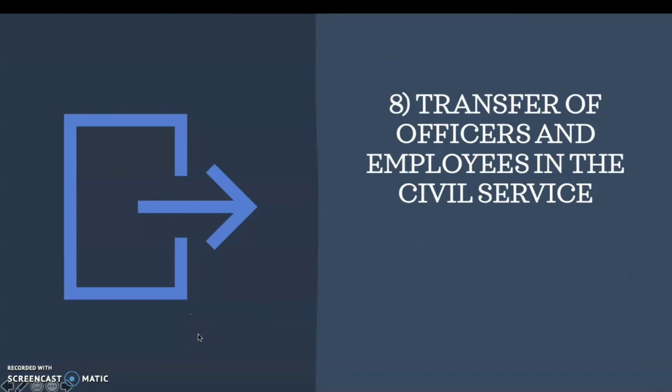Number 8, transfer of officers and employees in the civil service. Here, please take note that the timing or the period of the transfer of officers and employees in the civil service is material. The fact of transfer or detail of the public officer or employee must be within the election period as fixed by the COMELEC to constitute an election offense. And another one is that the transfer or detail was effected without prior approval from the Commission on Elections.